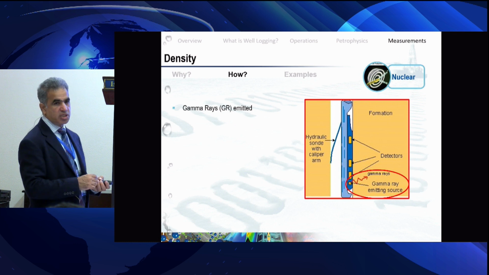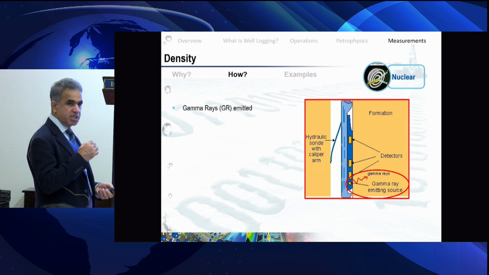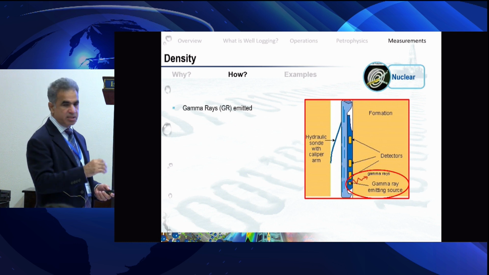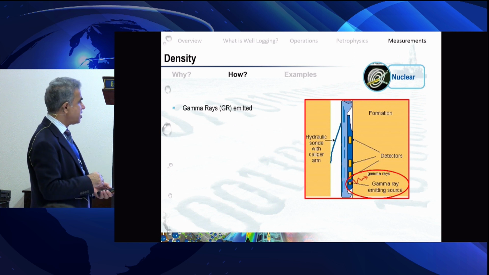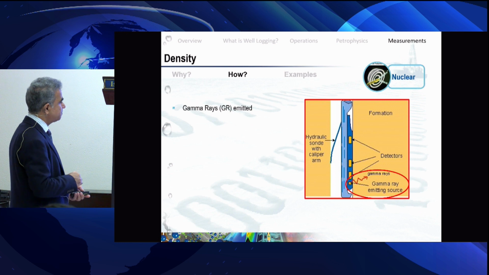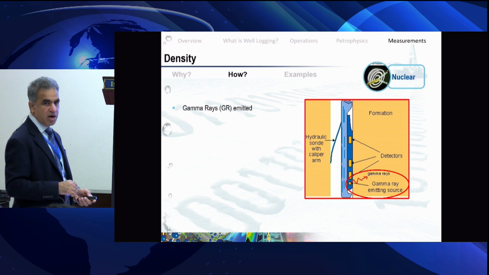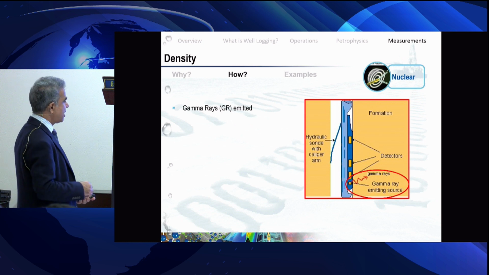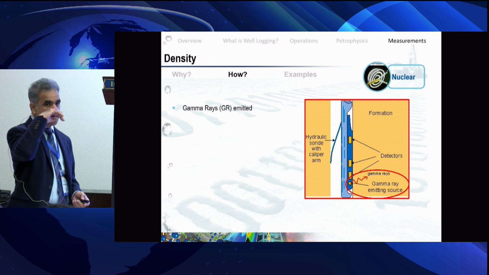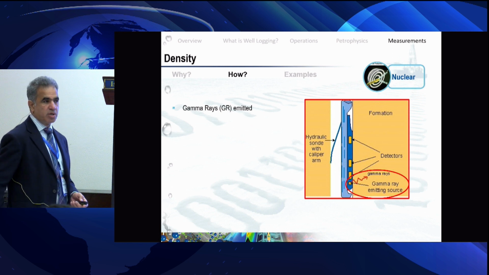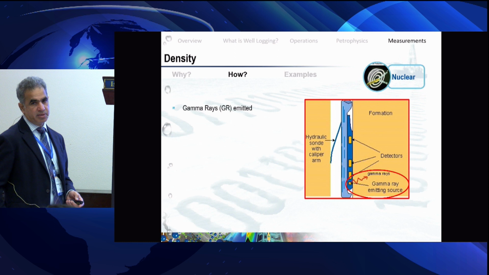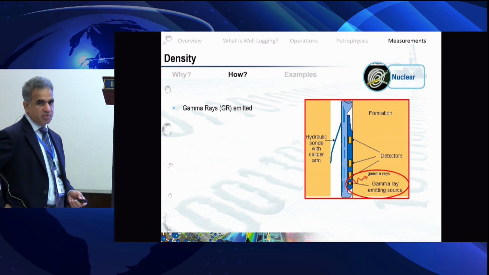The nuclear source basically emits gamma rays from the source to the formation, which interact with the formation, and then their response is measured by the different detectors after the interaction. And the other side is reading the borehole diameter, we call it the caliper measurement. Whether the hole is in gauge or the hole is enlarged, that's what we are also interested in.